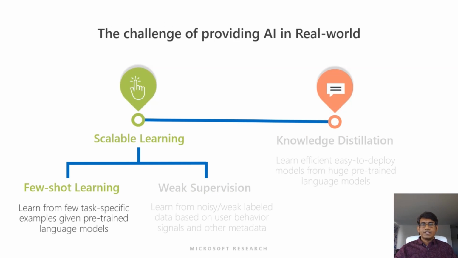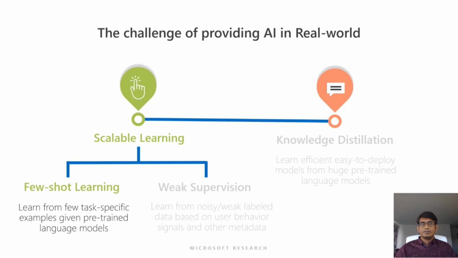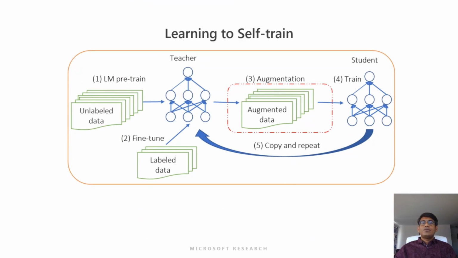So let us first focus on scalable learning. In this, we want to develop techniques to obtain state-of-the-art results with the pre-trained language models while using only a few hand-labeled examples for the target task. For most tasks like text classification, sentiment classification, and intent detection, we have some amount of labeled data and large amounts of unlabeled samples to learn from.